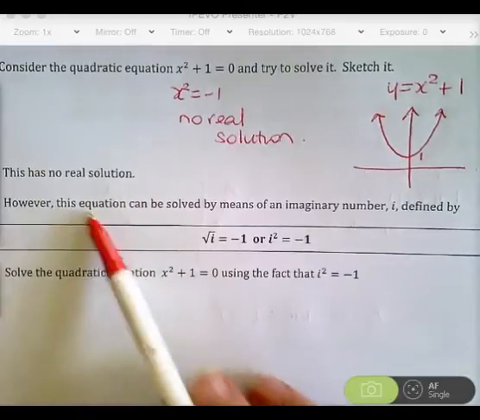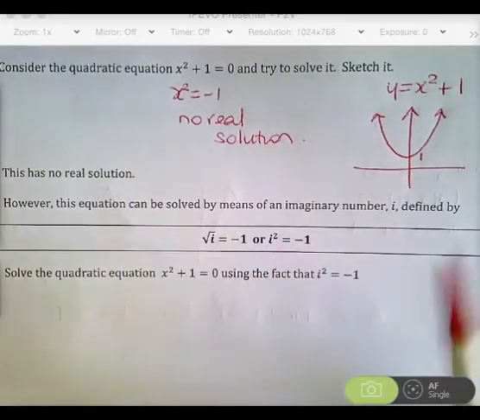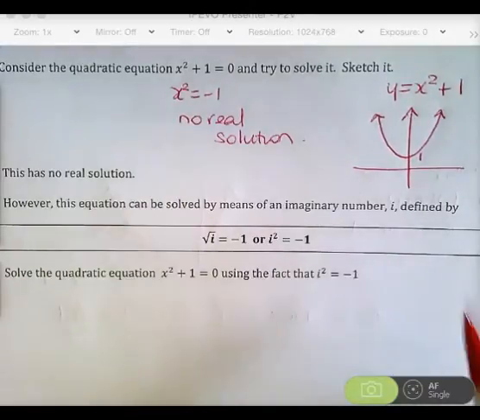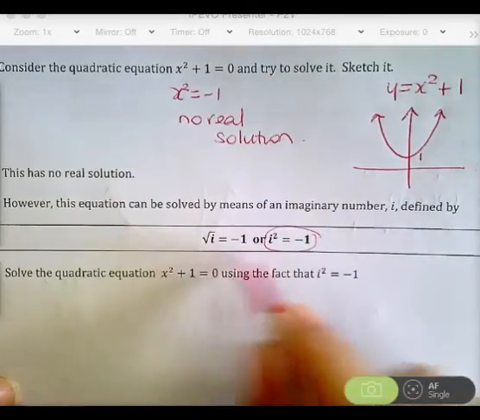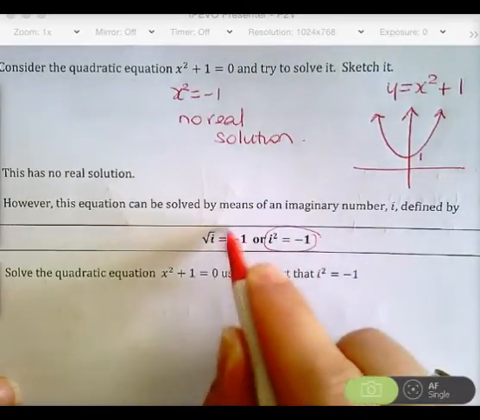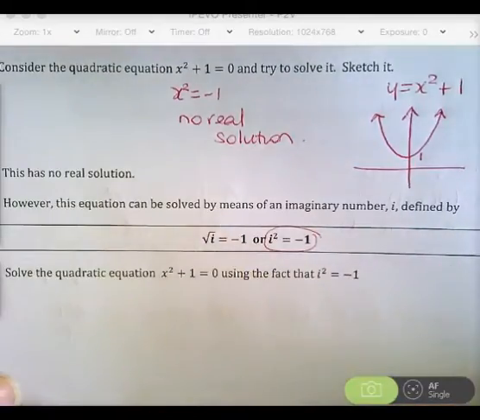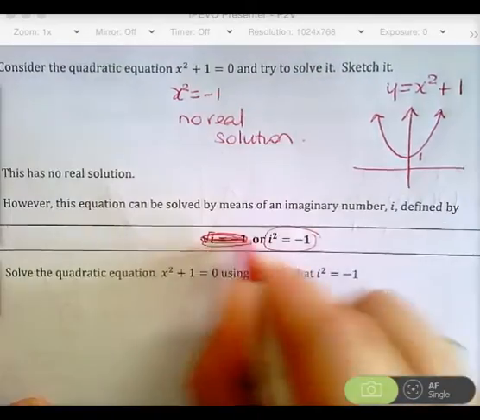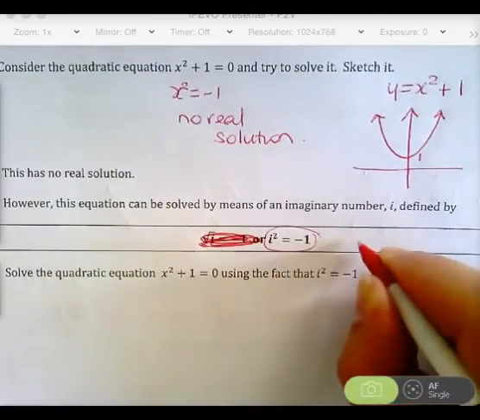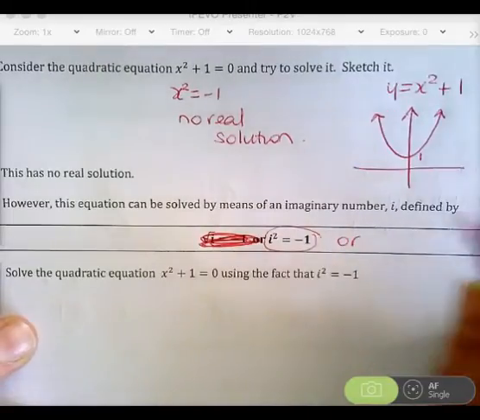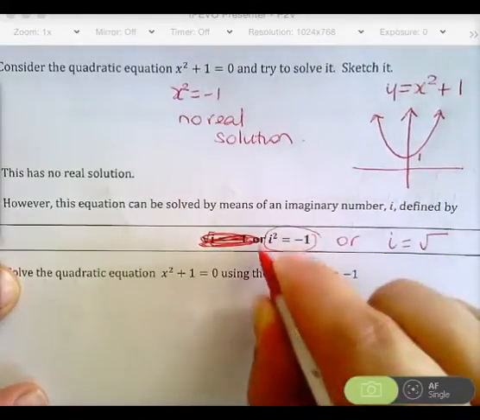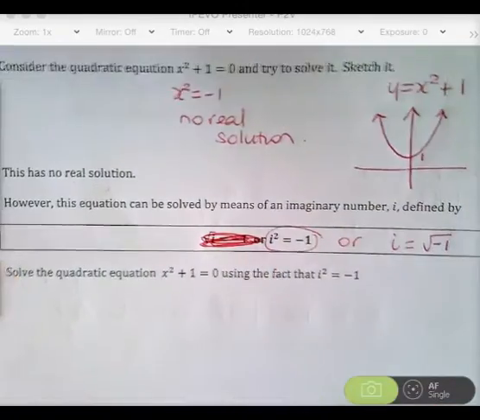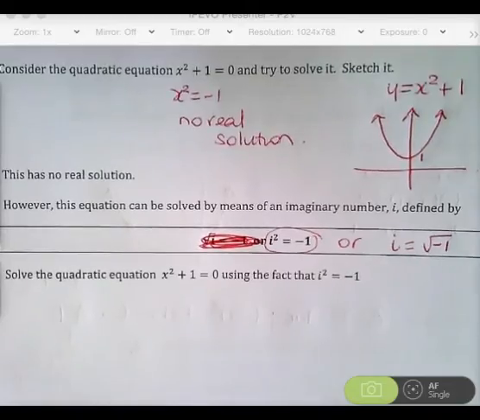So no real solution, however, this equation can be solved by means of an imaginary number, i, defined as follows. i squared equals negative 1, or if I square root both sides, what do I get? i is, no, square root both sides. That's it. Thank you. Okay, so i squared equals -1, or i equals the square root of -1.